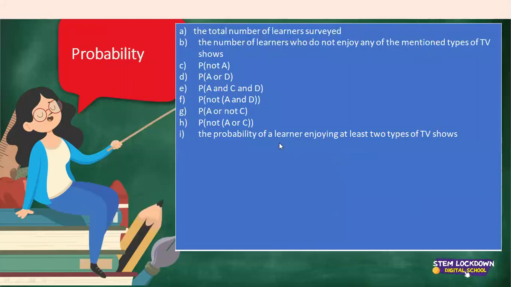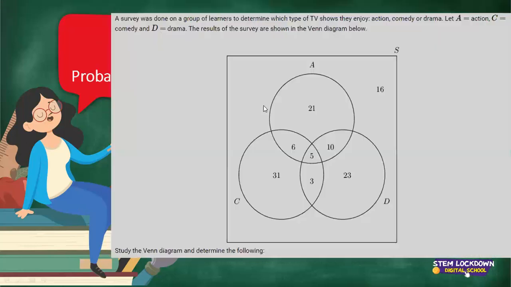Now the next one, the probability of A and C and D. What does A and C and D mean? A intersection C intersection D. So what is A intersection C intersection D? That is 5. The number in A intersection C intersection D is 5, so the probability is 5 over 115.